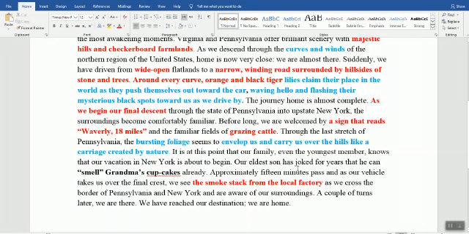Our eldest son has joked for years that he can smell grandma's cupcakes. Now grandma's cupcakes, smelling again, it's an appeal to your sense of smell. Approximately 15 minutes pass, and our vehicle takes us over the final crest, over our final place. We see the small smokestack from the local factory. Now we can actually see that smoke which is rising from the local factory. As we cross the border of Pennsylvania and New York and are aware of our surroundings, a couple of turns later we are there. We have reached our destination.